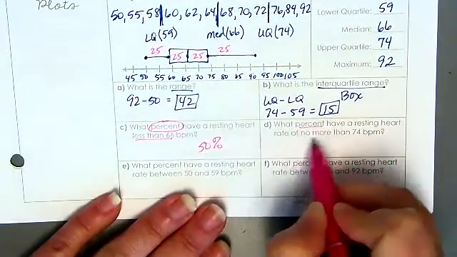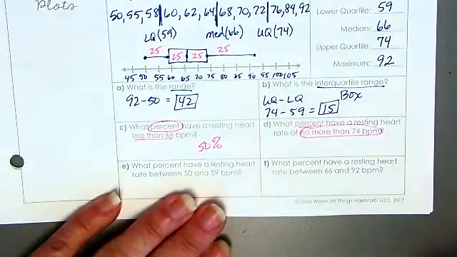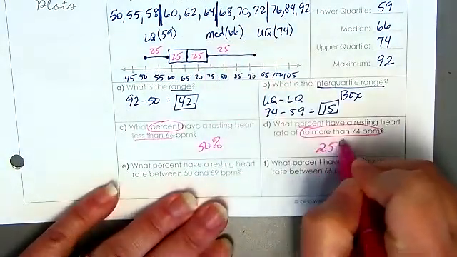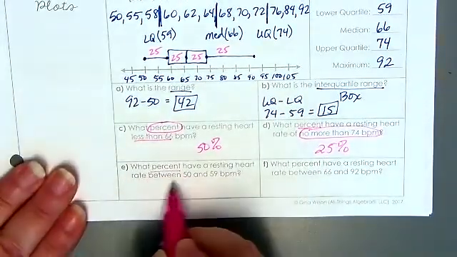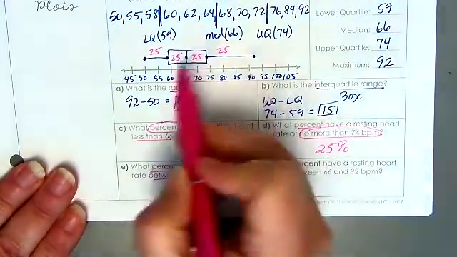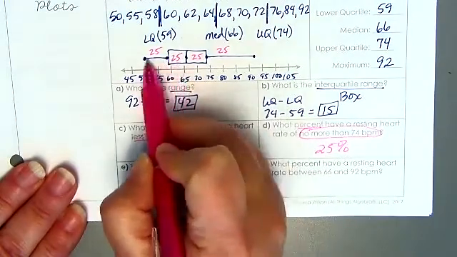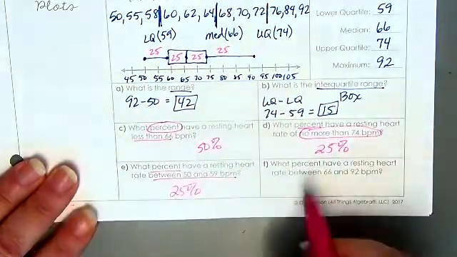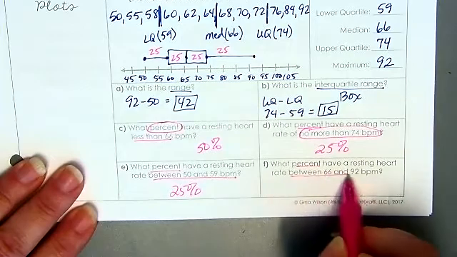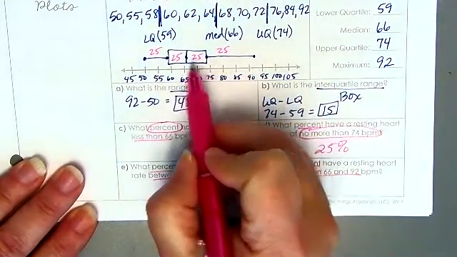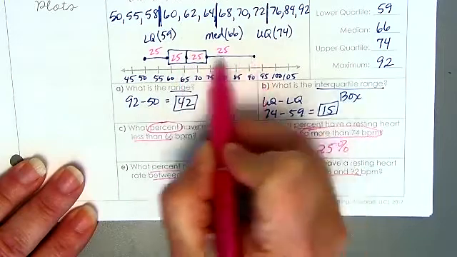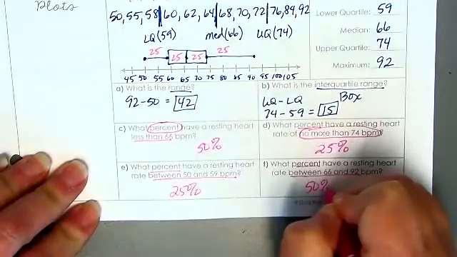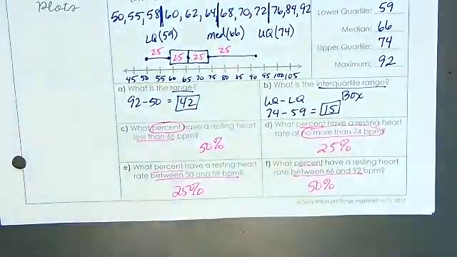Again, what percent have no more than 74? No more than 74 is going to be 25%. What percent have between 50 and 59? That's this whisker right here, so that's 25%. What percent have between 66 and 92? That's half of the box and the upper whisker, so that's 50%. Notice all of these are 25, 50, or so forth.